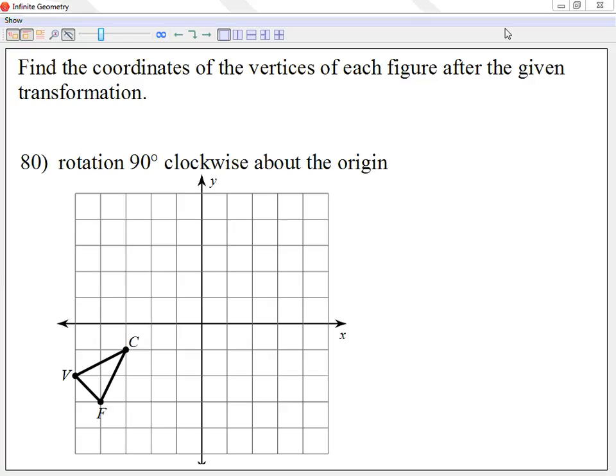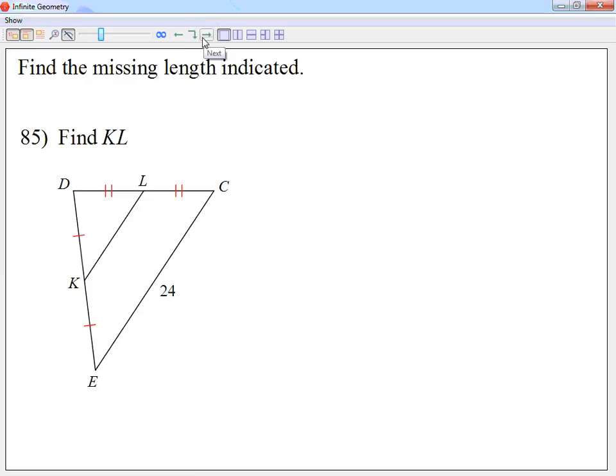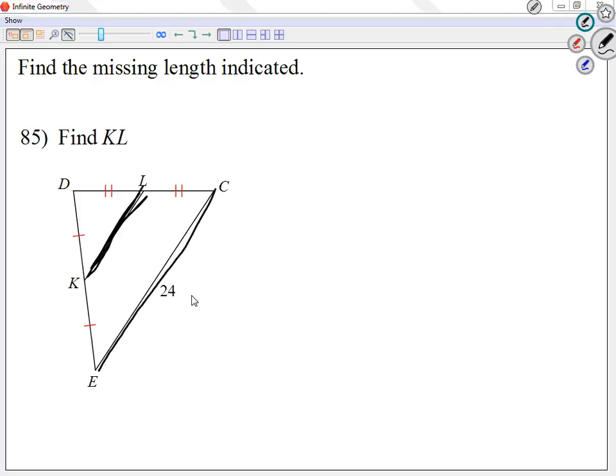Alright, any questions up until 84? Alright, looking at 85, find the missing length indicated, KL. KL is the mid-segment of a triangle. I noticed the side is 24. How big is the mid-segment? 12. Right, the mid-segment is half of the side. So the mid-segment is 12, right, the little one.